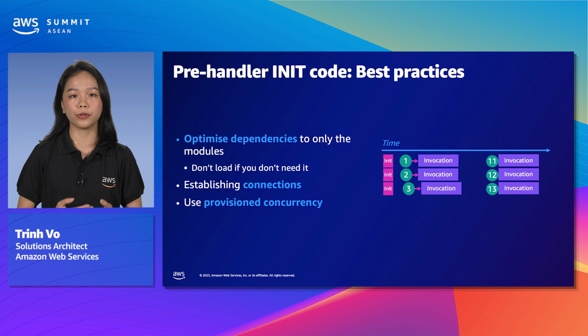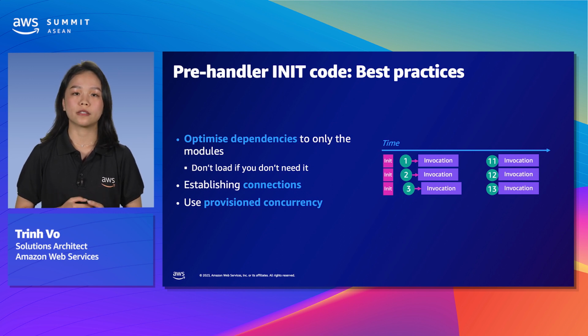So what can you do to optimize your part of the Lambda function, and what best practice should you think of? Firstly, don't load it if you don't need it. Optimize loading any dependencies to only the modules you need. Reduce the deployment package size, which can speed up code starts. Pre-handler code is great for establishing connections, but be prepared to then handle reconnections in further warm invokes.